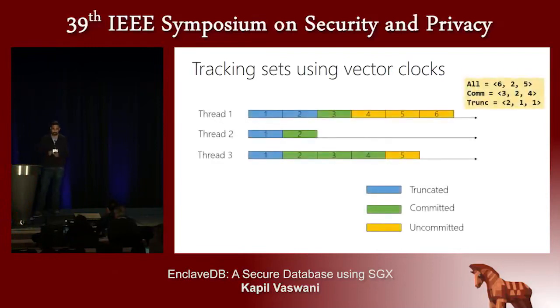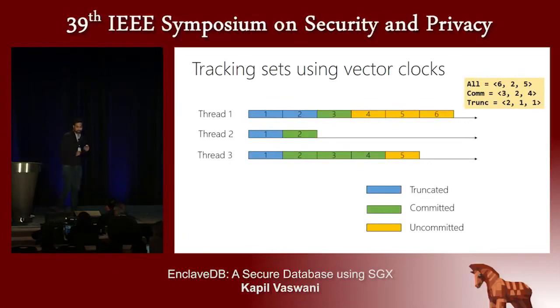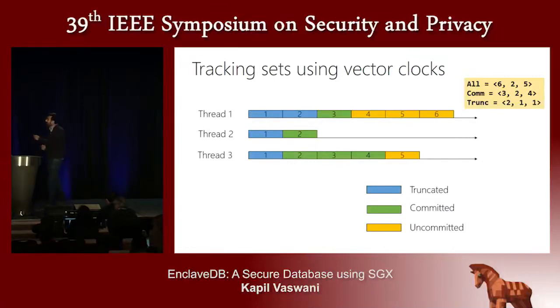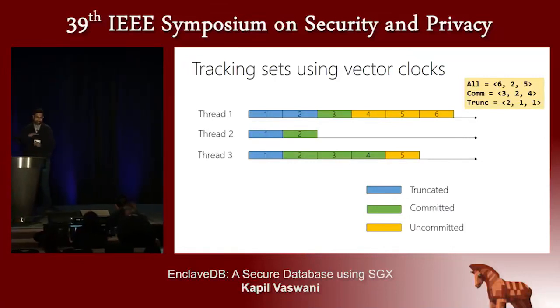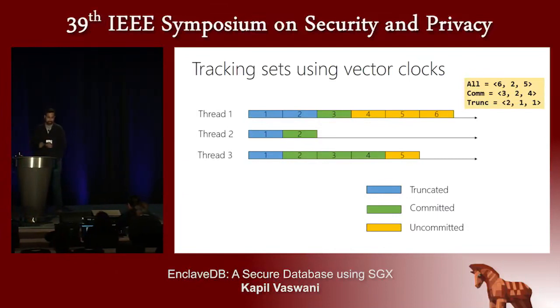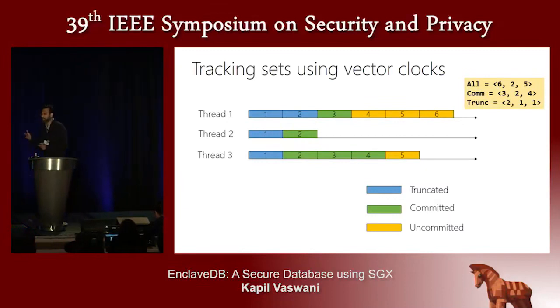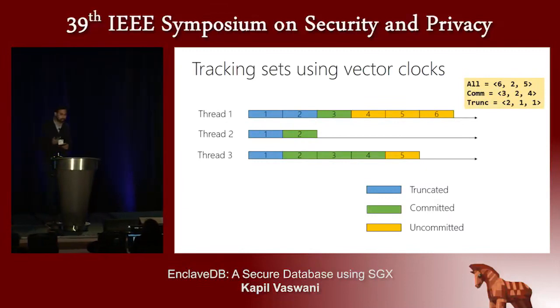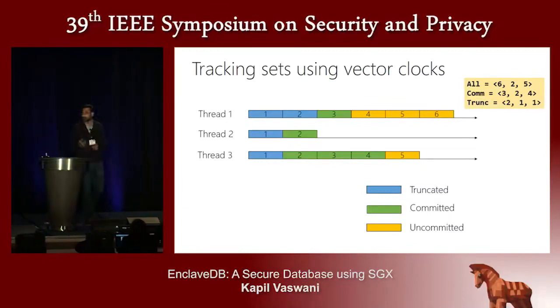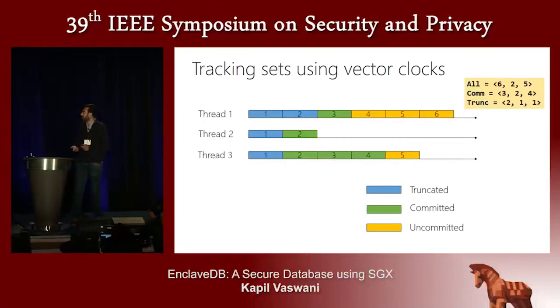So let me quickly describe this protocol. This protocol uses monotonic counters. There are 3 sets of monotonic counters per thread. Here I'm showing on the x-axis time and log records. There is a counter that tracks all log records that have been truncated per thread, a counter that tracks the set of committed log records, and a counter that tracks the set of uncommitted log records.